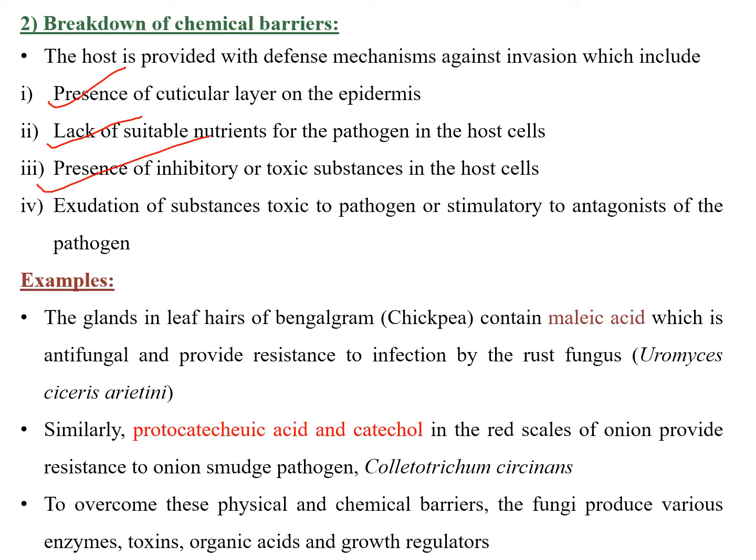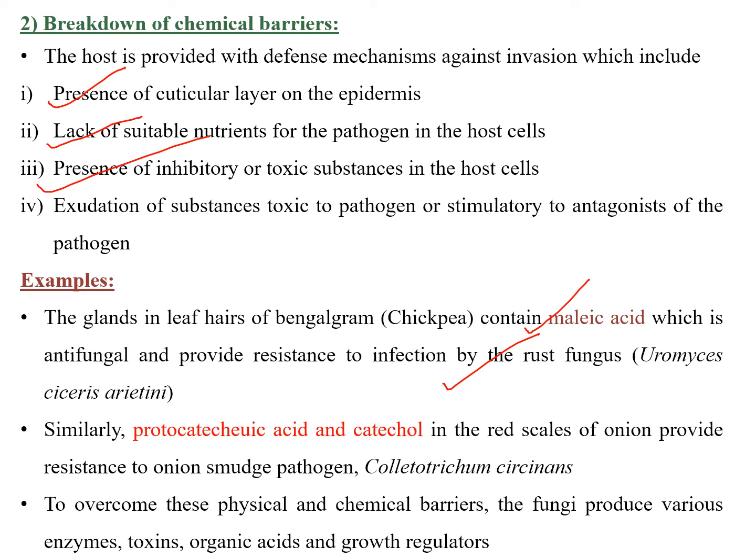These are the chemical barriers. If we take some examples, glands in leaf hairs of Bengal gram, that is chickpea, Cicer arietinum. These leaf hairs contain one chemical substance, malic acid, that is antifungal in nature, and it will provide resistance to infection by the rust fungus Uromyces ciceris-arietini. This rust fungus is unable to infect chickpea because of the leaf hairs containing malic acid.